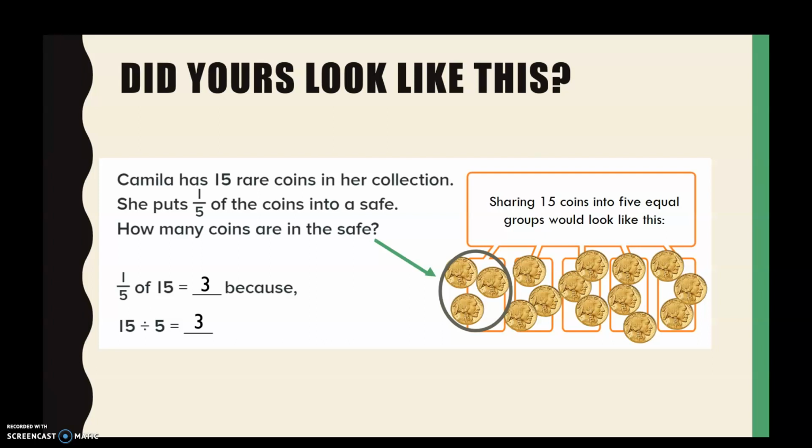So 1/5 of 15 is 3, because 15 coins split into 5 equal groups is 3. We split them into 5 equal groups because that was our denominator. We're taking one group of them because that was our numerator. So that was what we worked on last week, taking our unit fractions and figuring out what part they are of our whole.